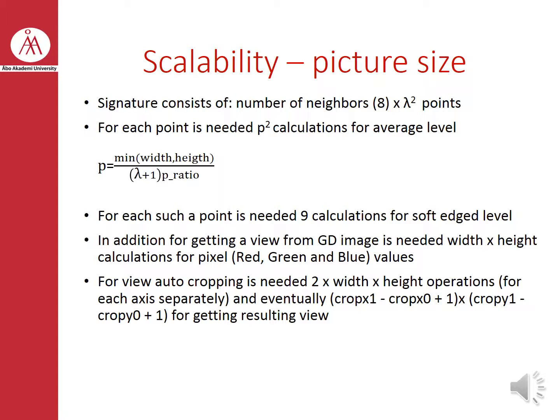For each such point, 9 calculations are needed for soft edge the level, and in addition, for getting a view from the GD image, width times height calculations are needed for pixel values, and for view auto cropping, double width times height operations are needed for each axis separately, and eventually almost the starting matrix size for getting the resulting view.